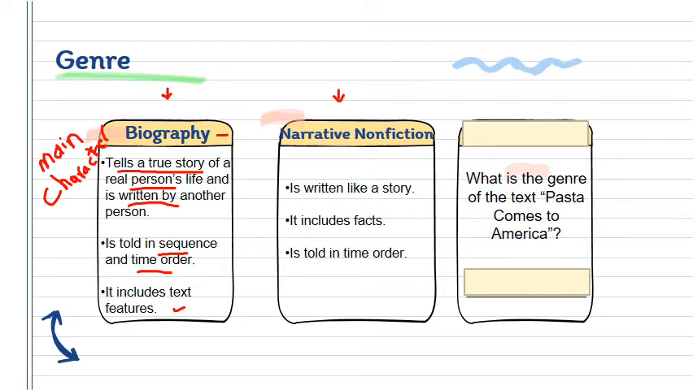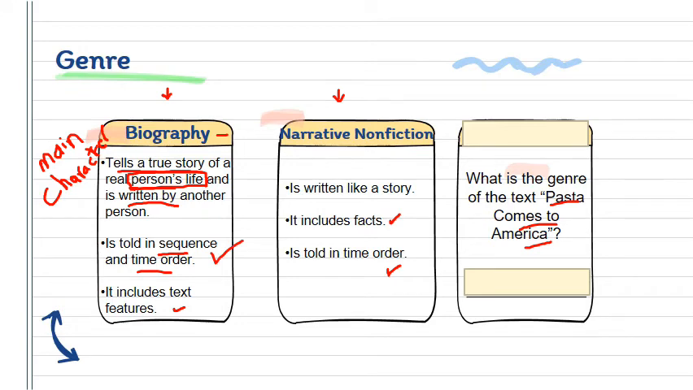The second one is the narrative nonfiction. The narrative nonfiction is written like a story. It includes facts and is told in time order. Okay, now this lesson that we have, what is the genre of the text Pasta Comes to America? What is the genre of this text? Does it tell a true story of a real person's life? Do I have a specific character in this story? No, I do not have a specific character.